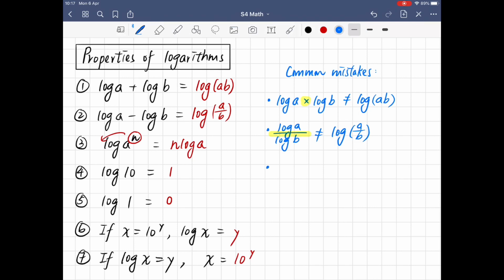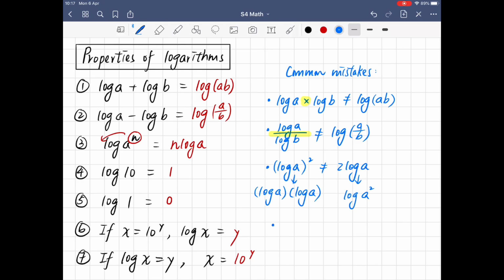And then the third one will be (log A) to the power 2 doesn't equal 2 log A. Okay, as (log A) to the power 2 is equal to log A times log A, while 2 log A is representing log A to the power 2. That means we first square the A and then put it in the log.